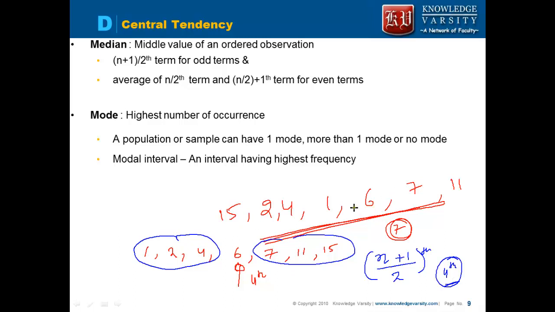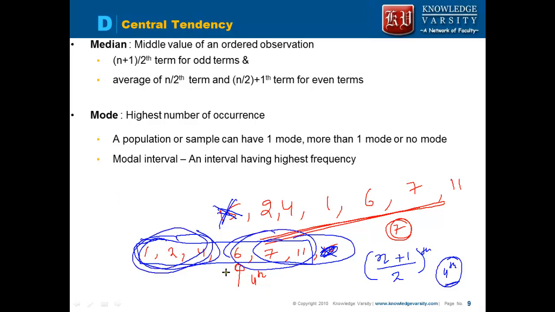But if the number of terms is even, let's say suppose this 15 is not there. Now to get the median, the number of terms is 6. In this case the middle value will be somewhere in between. I can divide this as 3 and this as 3, so the middle value will be somewhere here. That means the middle value is between these two, which are 4 and 6. The average of these two is 5.